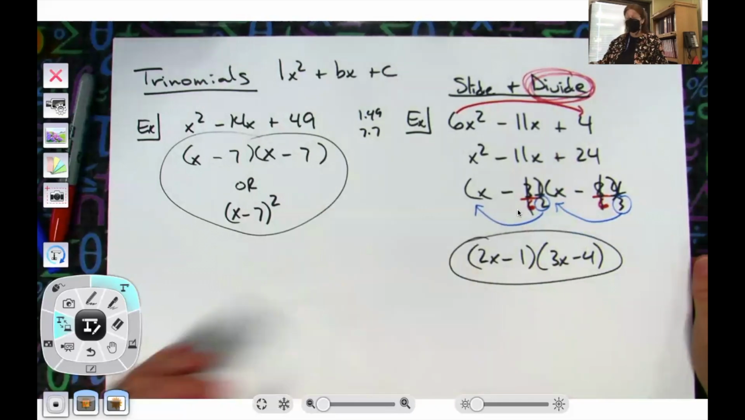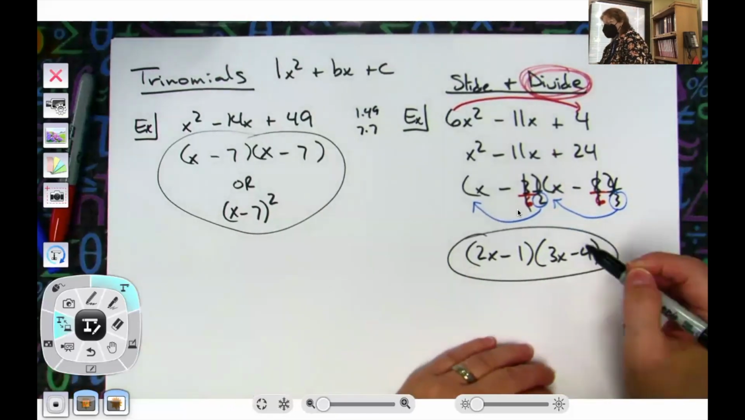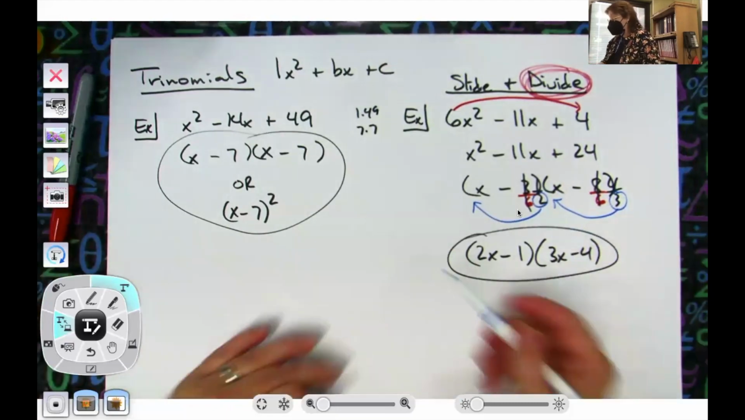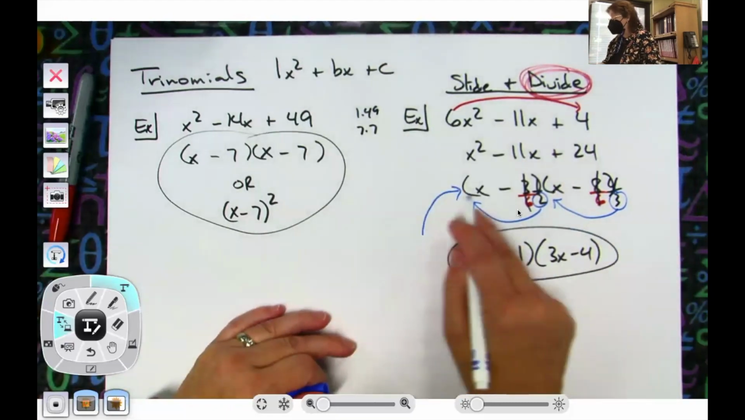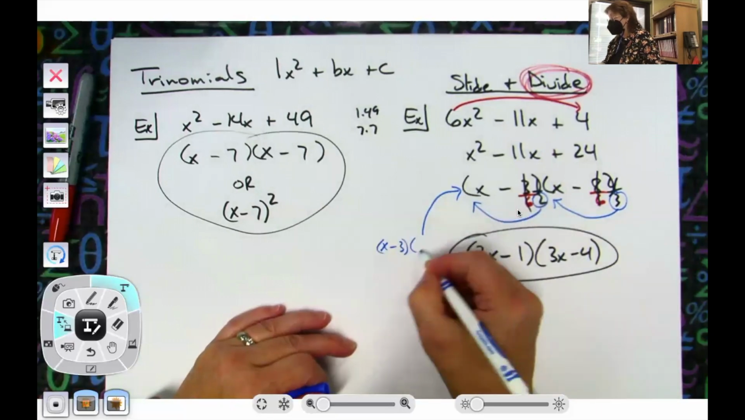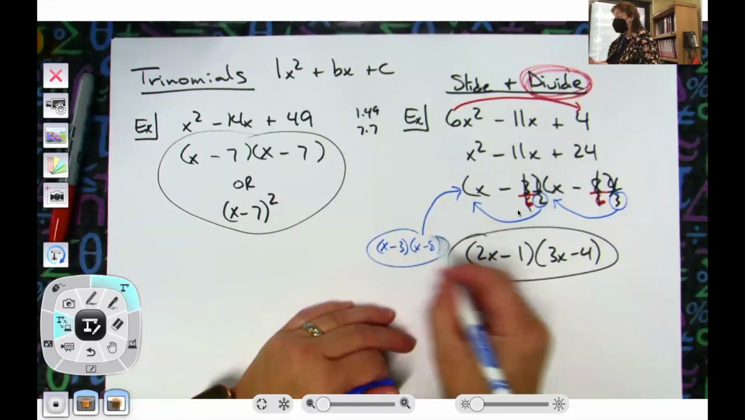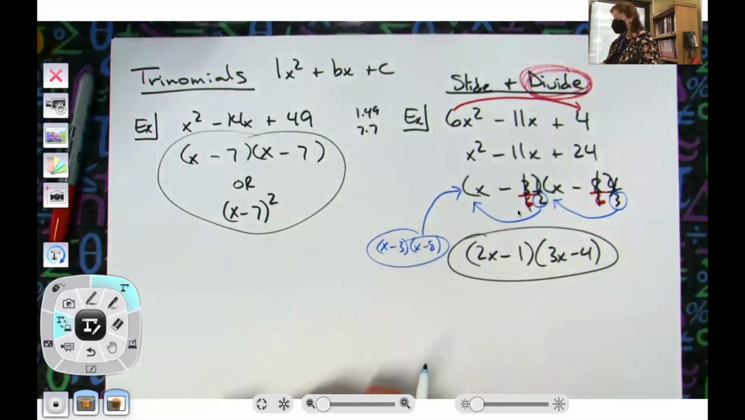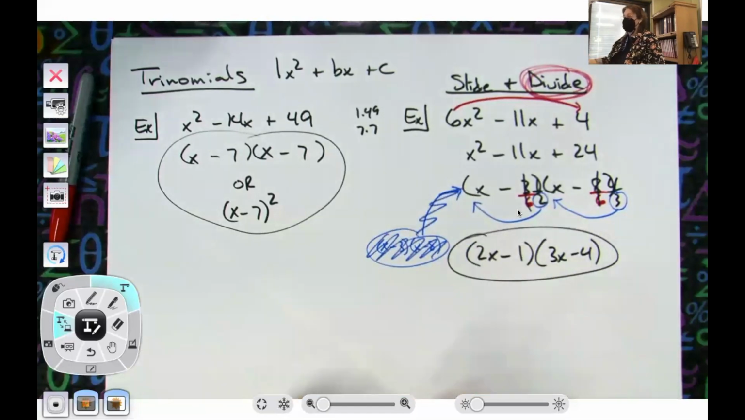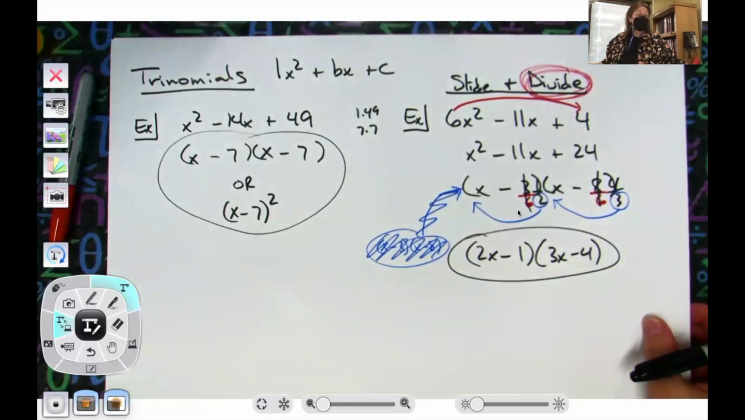Okay, and it works. Now, like I said, what I see a lot when people miss this is they stop right there, the x minus 3 and the x minus 8, because they forget to do the divide by part. So they stop there, and then the problem's only half done. So just don't forget the divide part. I even sometimes forget the divide part. It's easy to do. All right, so we got slide and divide.